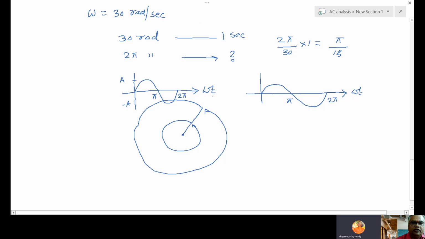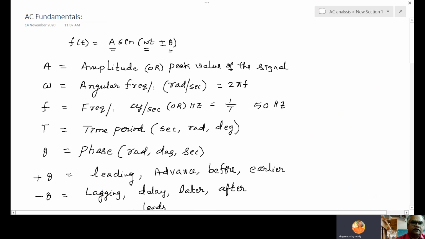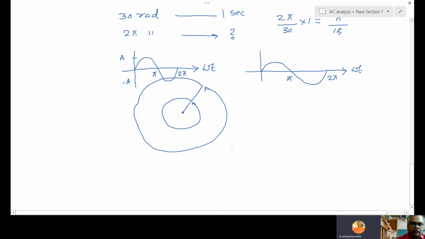But if you plot in omega t, here also you are showing 2 pi radians, here also you are showing 2 pi radians. So showing the signal in omega t will not give clear information. That is the difference. So with this, I explained the meaning of all. Let me explain some more general information.